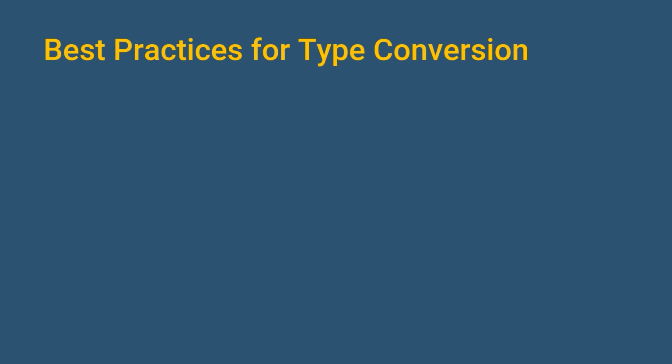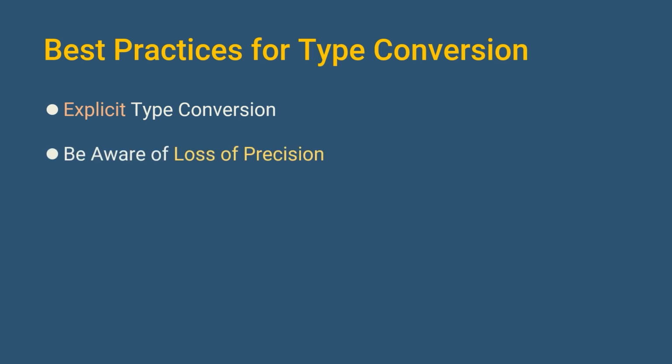To ensure smooth and error-free type conversion, always use these best practices. Explicit type conversion: always use explicit type conversion functions like int, float, str, etc. instead of relying on implicit type coercion. Explicit type conversion makes your code more readable and avoids unexpected behavior. Be aware of loss of precision. When converting from a float to an integer, keep in mind that precision is lost. This can affect calculations, so confirm that precision loss will not impact the result.